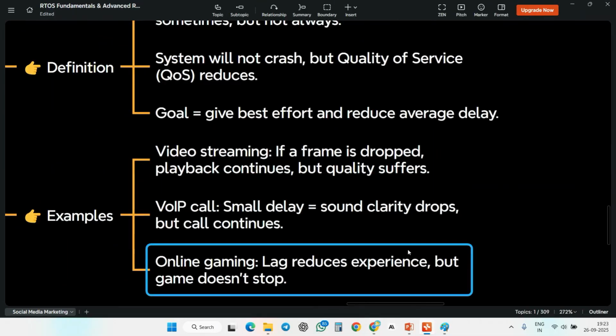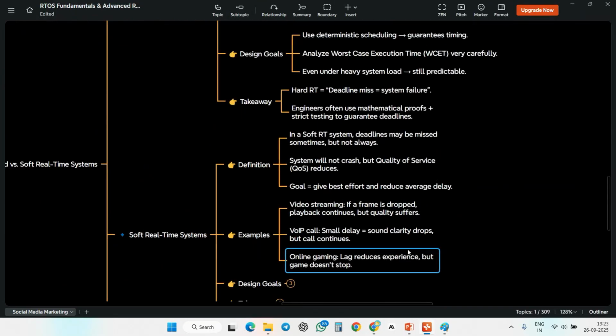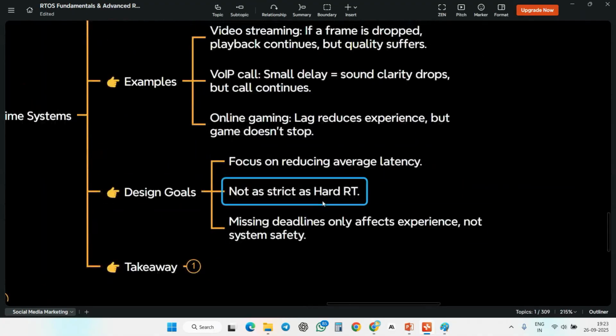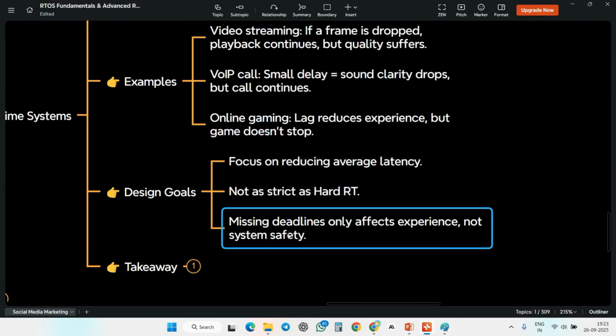Soft real time doesn't affect any person, it just affects the quality of service. In hard real time, it affects the quality of the product, and at the same time it will affect people. So this is the difference between hard real time and soft real time. You will understand this when you design the goals. There is no strict timeline, so it can miss some deadlines.